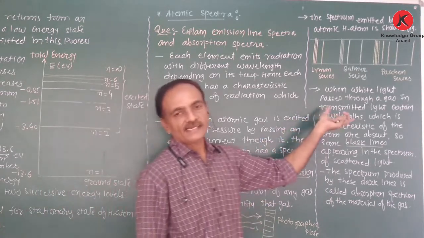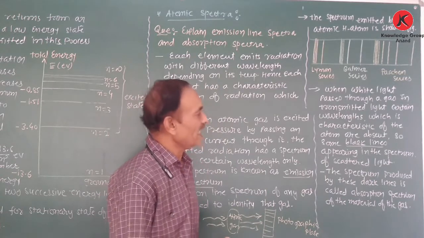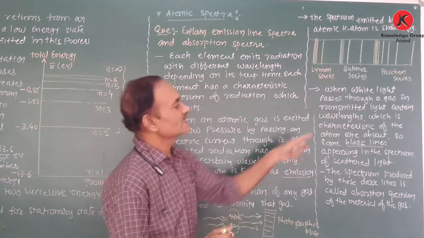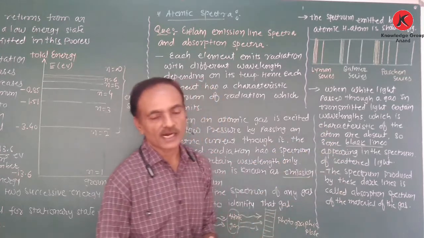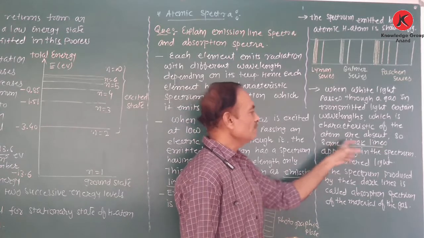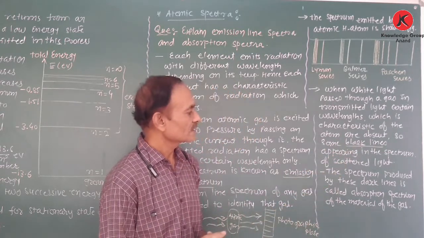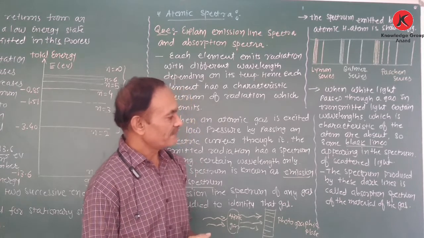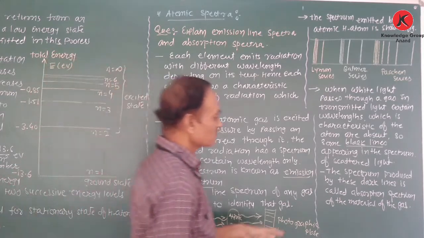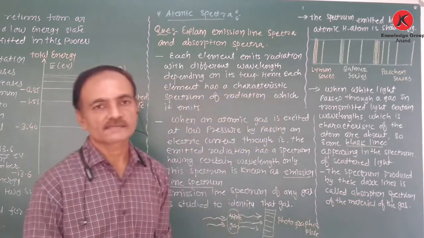Again, when white light passes through a gas, in the transmitted light certain wavelengths which are characteristic of the atom are missing, being absorbed. So some black lines appear in the spectrum. The spectrum produced by these black lines is known as the absorption spectra of the material of the gas.